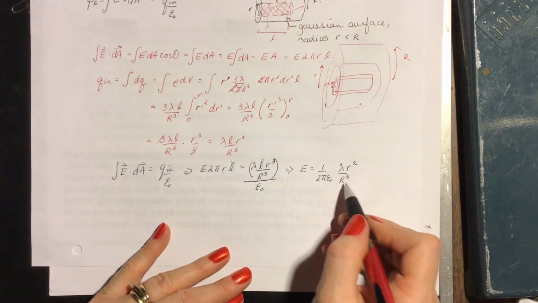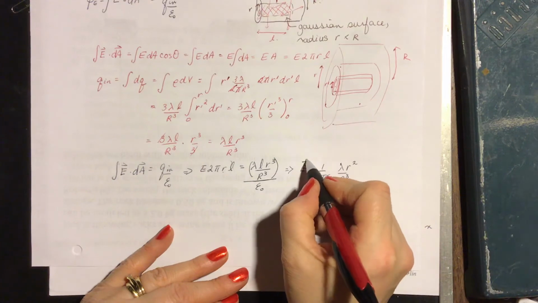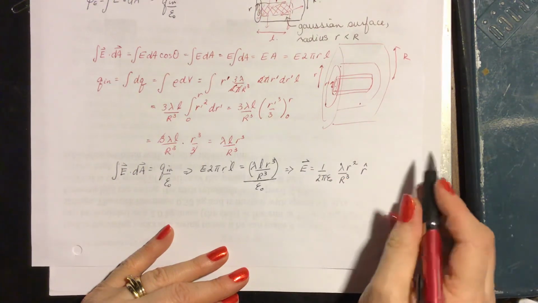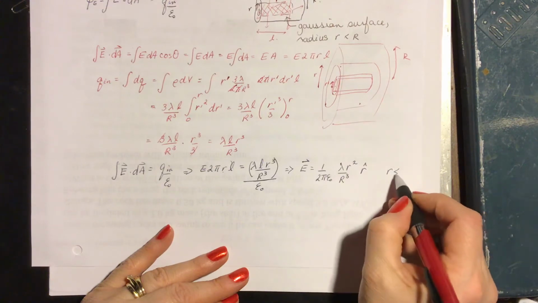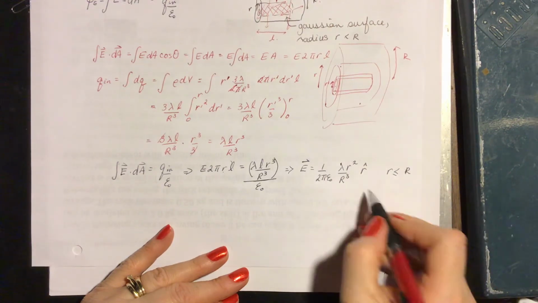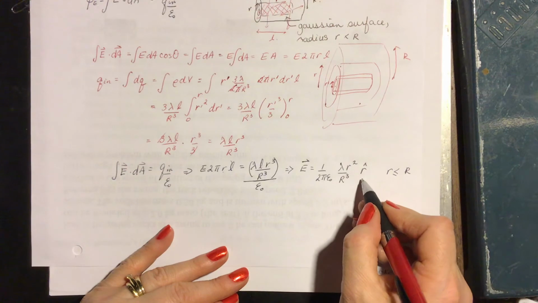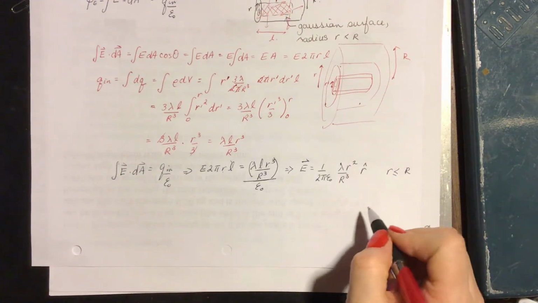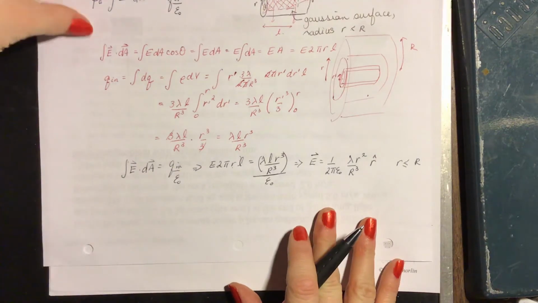Electric field, of course, is a vector. The direction is straight outwards, radially outwards. And this is true for r less than or equal to the radius of the cylinder. For a positive charge, it points out. Negative charge, it points in. So we're going to assume we have positive charge, and it points out everywhere. So there's our electric field within the cylinder.